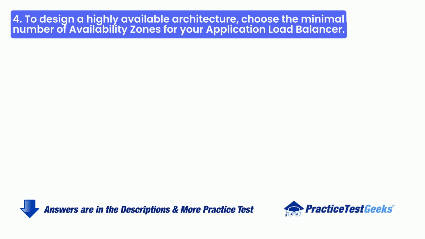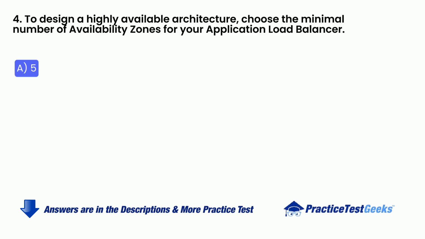To design a highly available architecture, choose the minimal number of availability zones for your application load balancer. A. 5. B. 4. C. 7. D. 2.